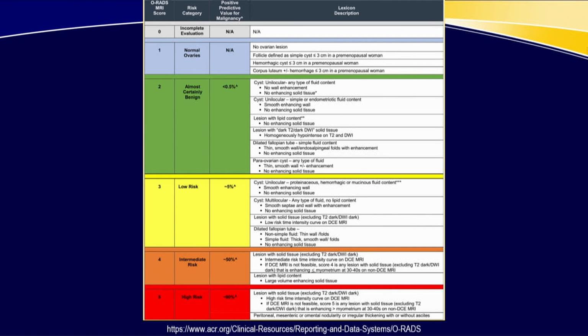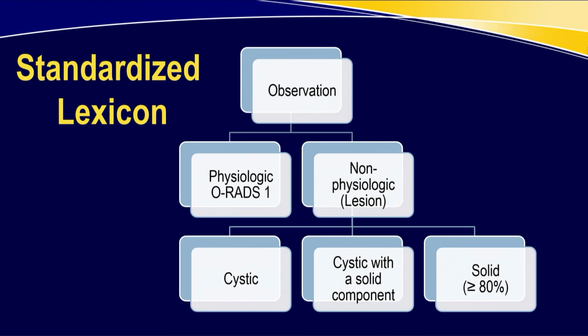your handout, and you'll notice that you have O-RADS MRI score, risk category, positive predictive value of malignancy, but it very much focuses on that last column, that is the lexicon. So it's a standardized lexicon, and just like with LI-RADS, you have an observation.